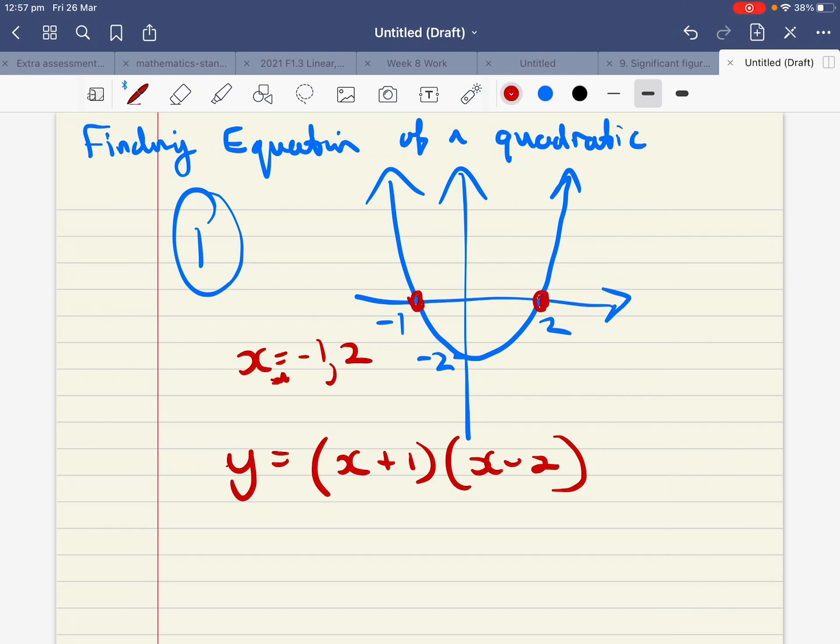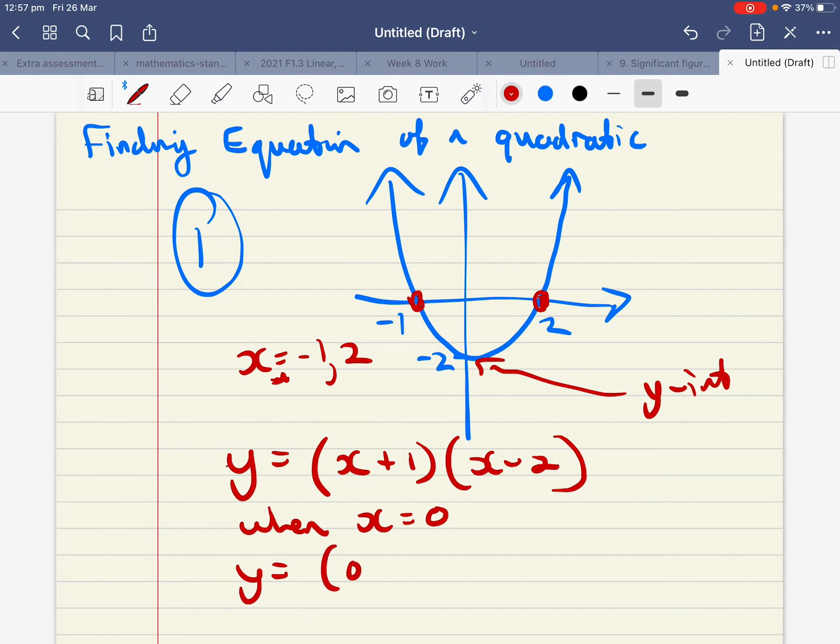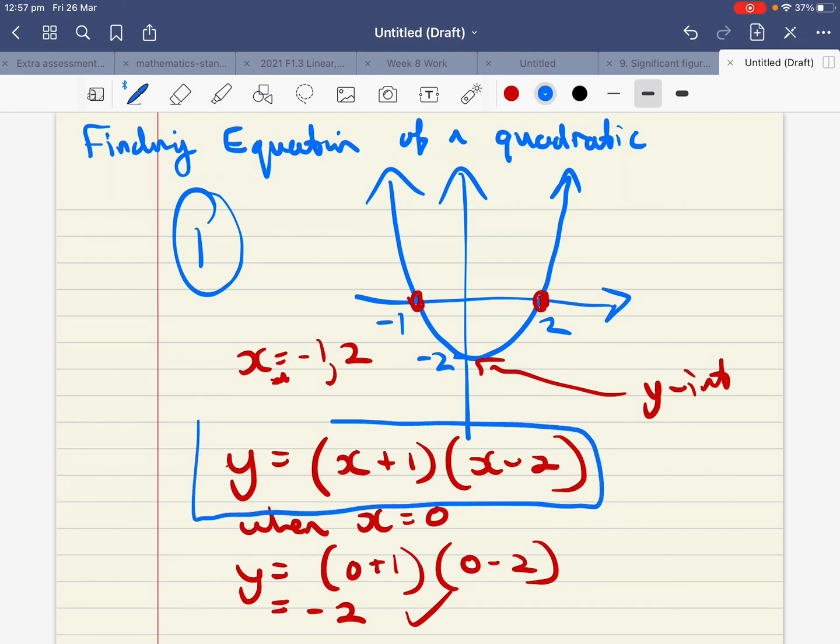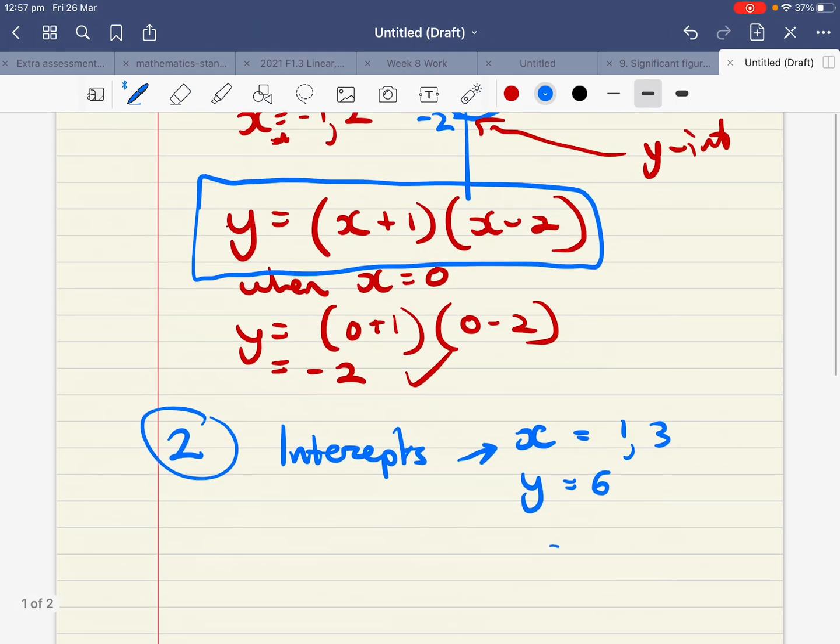Now, if the y-intercept here is -2, we've got to check if I sub in x equals 0 that I get -2. So let's try that. So when x equals 0, what happens? y equals (0 plus 1)(0 minus 2), and that's equal to -2. So yes, this is the correct quadratic equation for this graph.